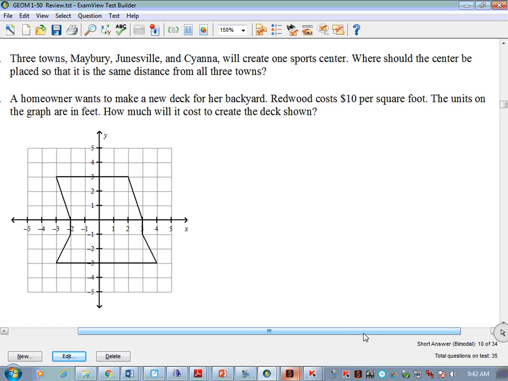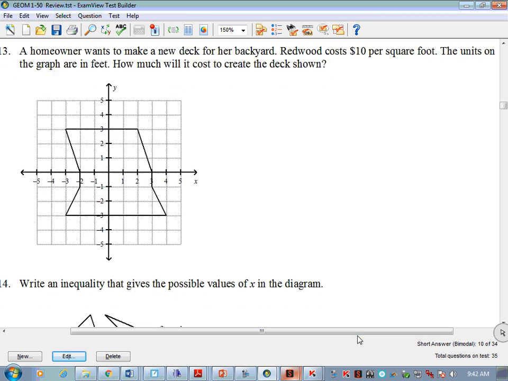Number 13, a homeowner wants to make a new deck for her backyard. Redwood costs $10 per square foot. The units on the graph are in feet. How much will it cost to create the deck shown? We have a composite figure here. So lesson 40, finding perimeter and areas of composite figures. We want to break this up into 3 figures that we can actually find the area of. My upper one, this guy right here, 1, 2, and 3.